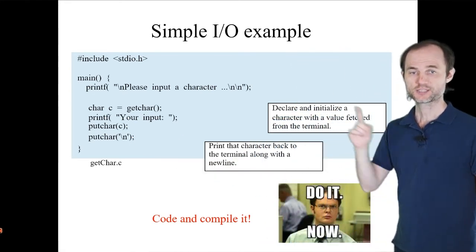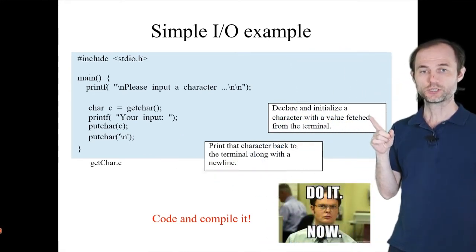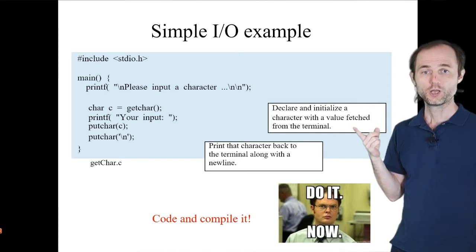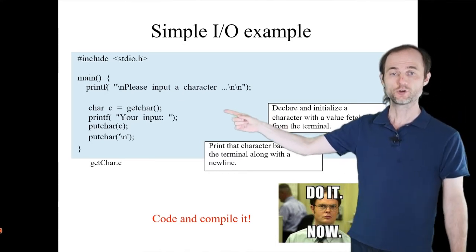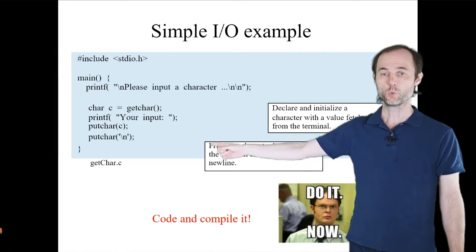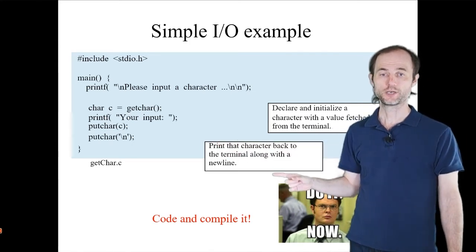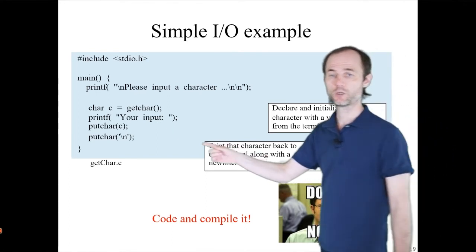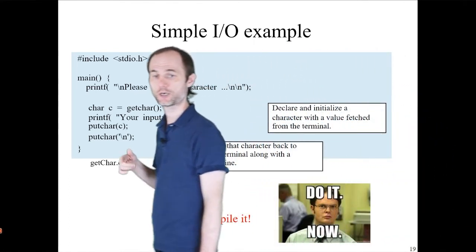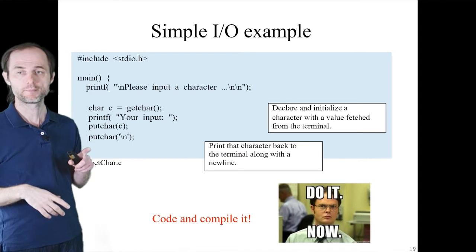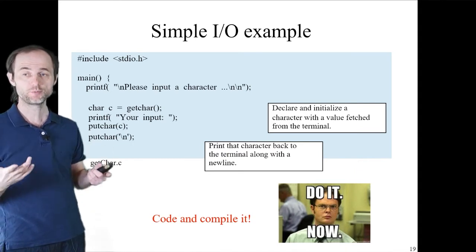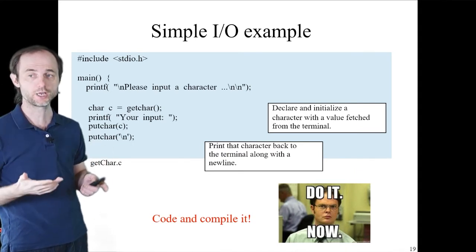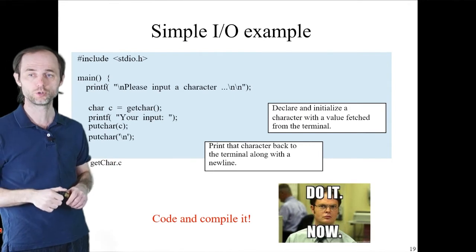So that's exactly what we've done. We declared and initialized the character variable with a value that we fetched from the keyboard. Then using putchar, we print out this character onto the terminal. We'll also print out another one, the newline character that we already discussed. As you see, we have to separate them out because putchar can only handle one character at a time. So two characters, two calls.